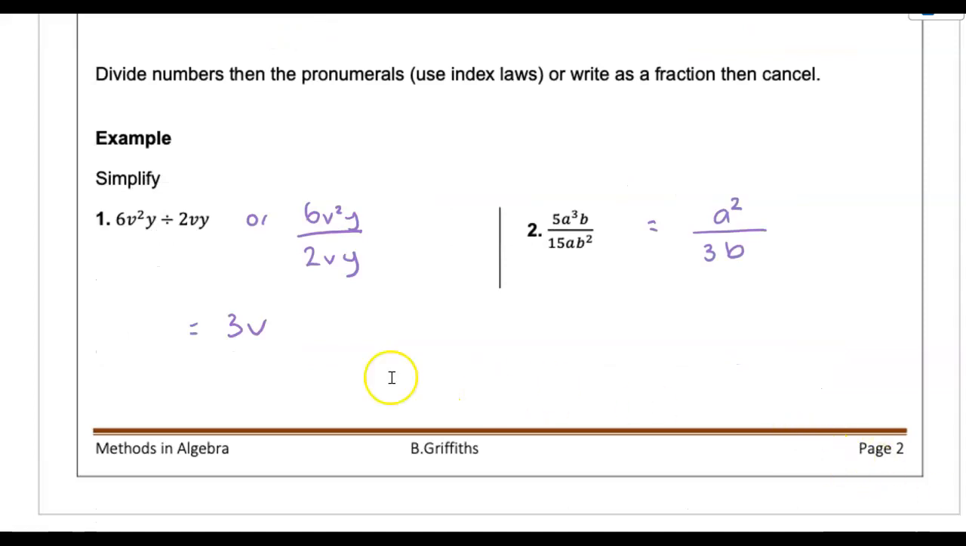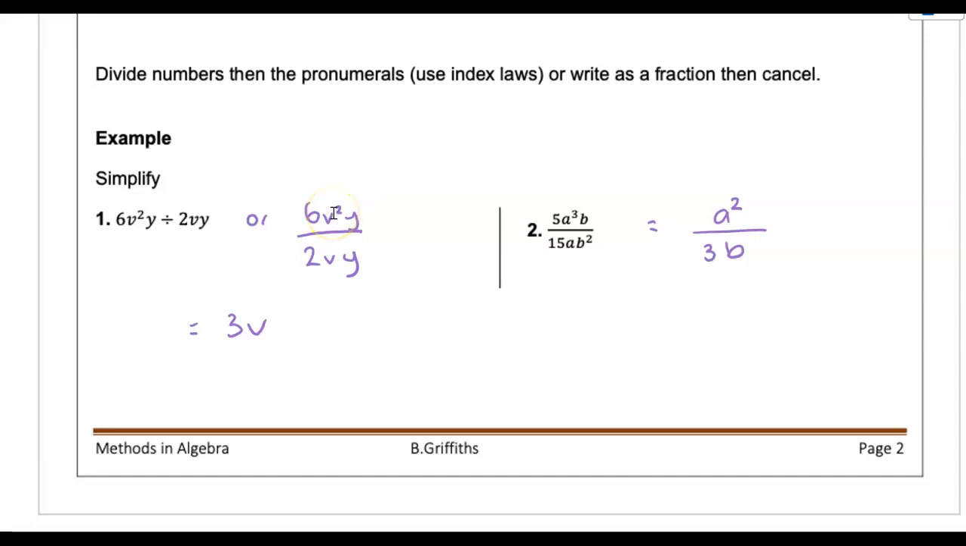We use the same method when we're dividing with our pronumerals and our numbers. So looking at number 1, let's simplify. 6b squared y divided by 2by. We know that when we have a divided by sign, that's the same as our divided by line. So if you prefer, you can write that in that format. So what we want to do is look at the numbers first. So 6 divided by 2 is 3.